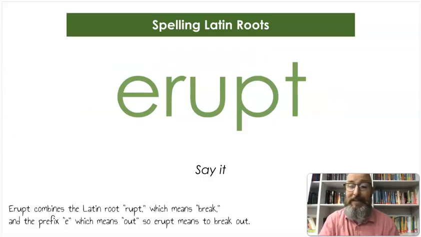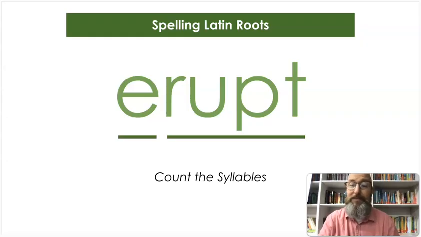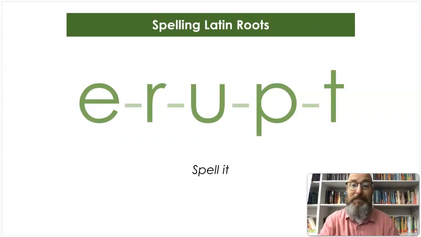Our next word is erupt. Say erupt. Erupt combines the Latin root rupt, which means break, and the prefix e, which means out. So erupt means to break out. Count the syllables. Erupt. Erupt. Let's spell it.